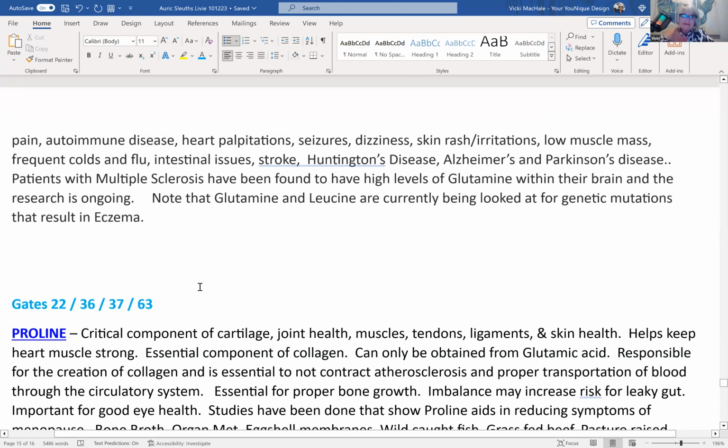And again, this is not meant to scare you. It's meant to tell you the things that could happen. Bella's very young. So if she's having issues now, if she starts living within her design and eating the way she's meant to eat, it will be very helpful for her.